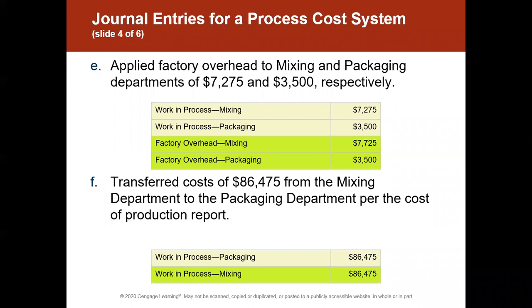Then they apply the factory overhead to the mixing and packaging departments. So they debit the work in process accounts and then credit the overhead account. Then goods are transferred from the mixing department to the packaging department. So they're going to debit work in process packaging, so increase packaging, and decrease or credit work in process mixing.